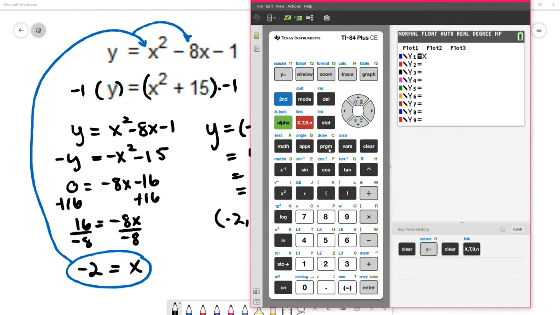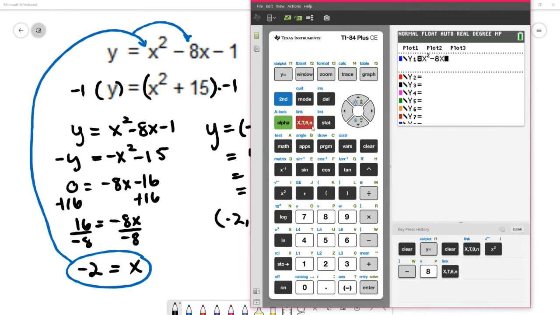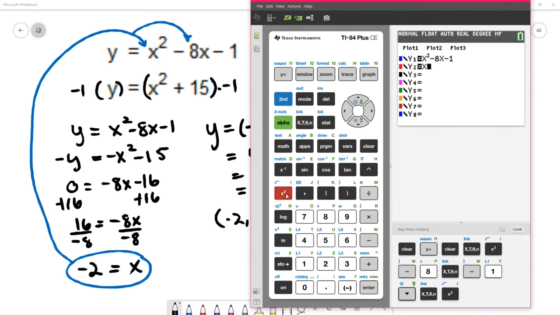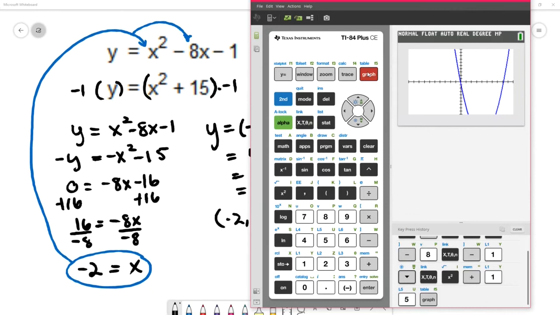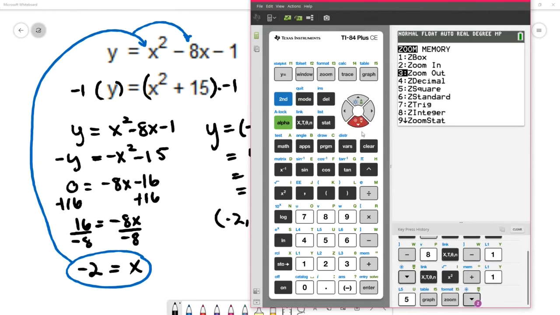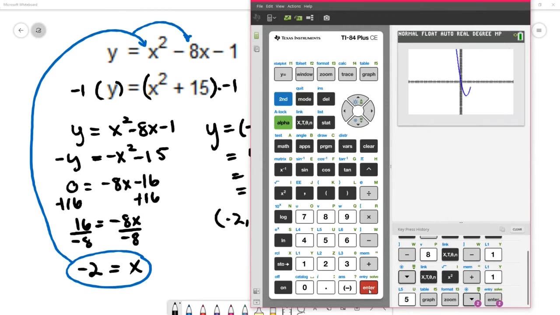So in that y equals form, we're going to type in our y equals menu, x squared minus 8x minus 1. And in the y2, we're going to type the other one, y equals x squared plus 15. So x squared plus 15. And now we're going to graph it. So we can see the picture. We can't see the full picture right now. So I'd like to zoom out so I can see both parabolas. Okay, so there I can see both parabolas.